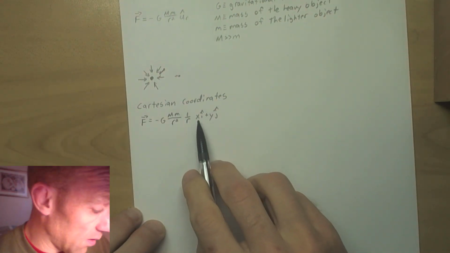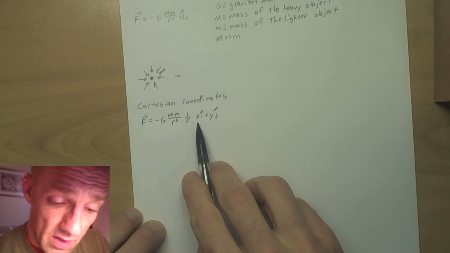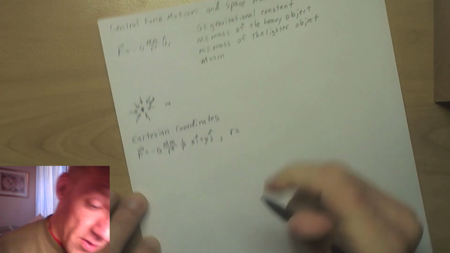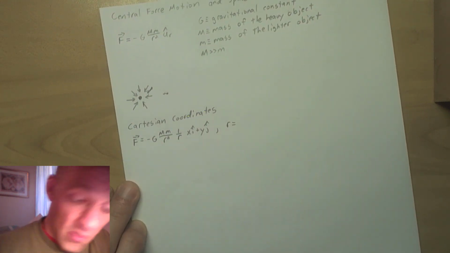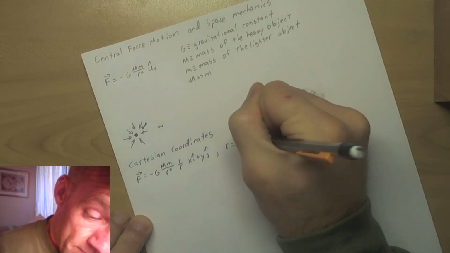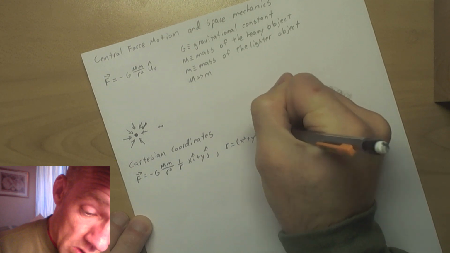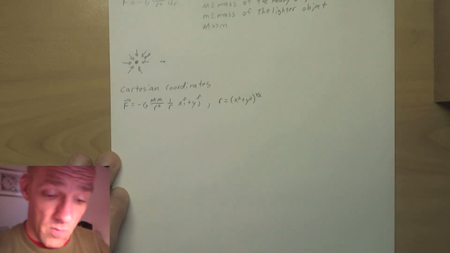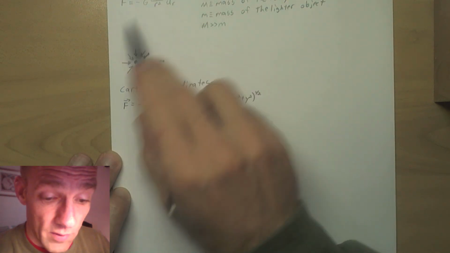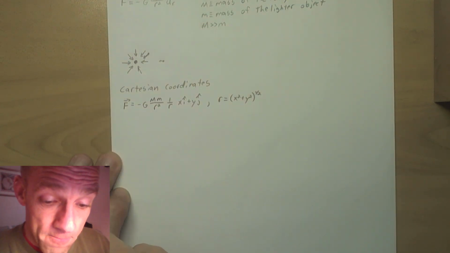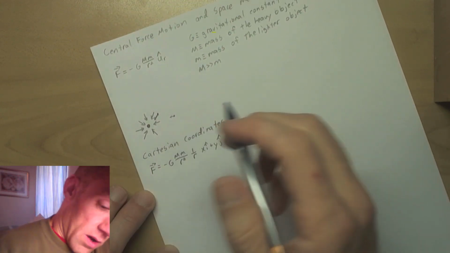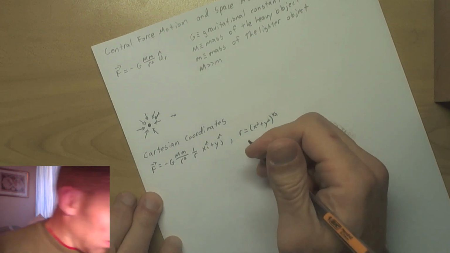you can verify on your own that this is indeed the truth, where r is the magnitude of the position vector. You can plug it in and see that this is equivalent to that. Okay, I'll leave that to you.